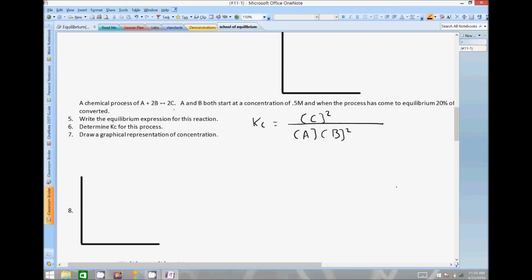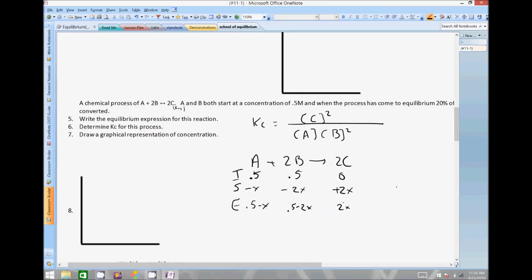Now I'm assuming these are all aqueous compounds. Likely, if you have a workbook page in front of you, those have been added. They both start at 0.5. So let's start an ICE table out here. A plus 2B yields 2C. Initial, stoichiometric ratio, end. This is 0.5, and again they're both 0.5, and then 0, minus x, minus 2x, plus 2x. I could plug it in like this, and then at some point I'm going to need to be given more information, and they do give it to us.